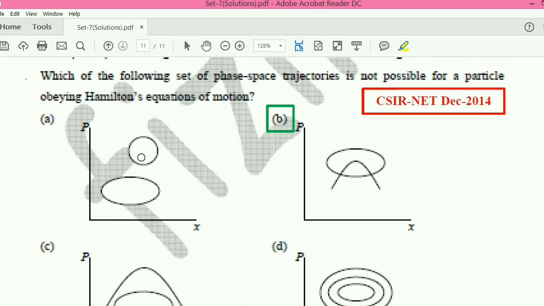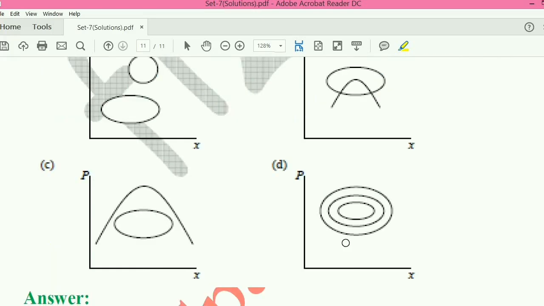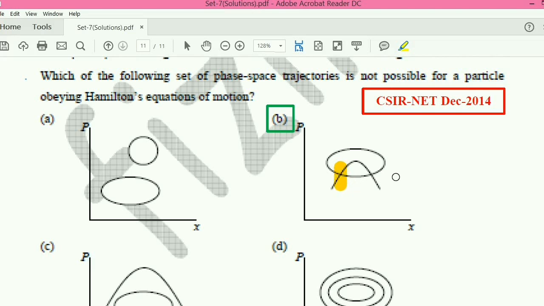As you can see, it is not intersecting here, but it is intersecting here at this point and this point. So this cannot be the possible phase space trajectories. So option B is the correct option.